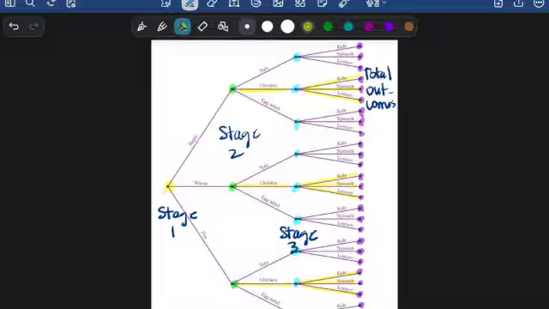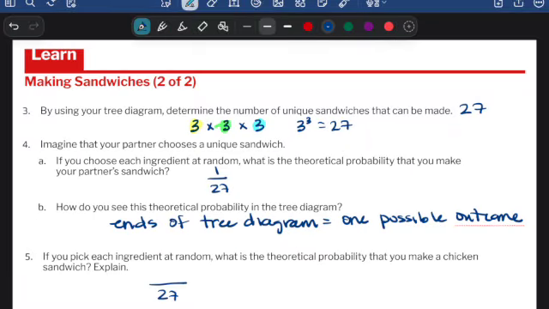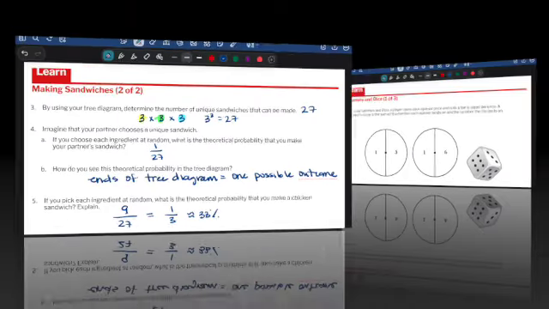So I have 9 total possible outcomes with a chicken sandwich. It doesn't matter what the other outcomes are as long as my protein is chicken. So we have a total of 9 out of 27 possibilities of having a chicken sandwich. And if we simplify that probability, we would get 1/3, or about a 33% chance of getting a chicken sandwich.